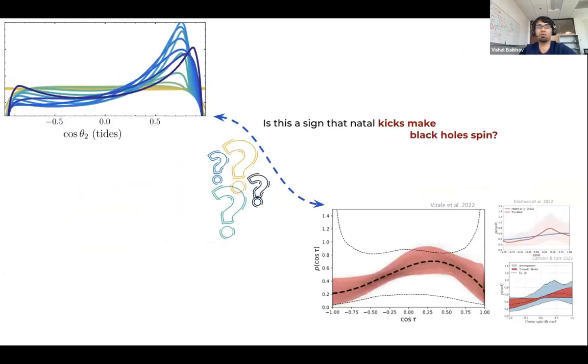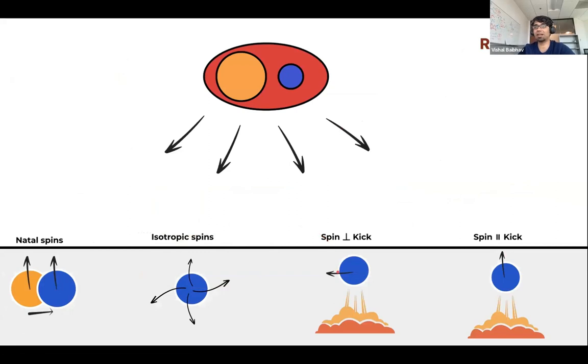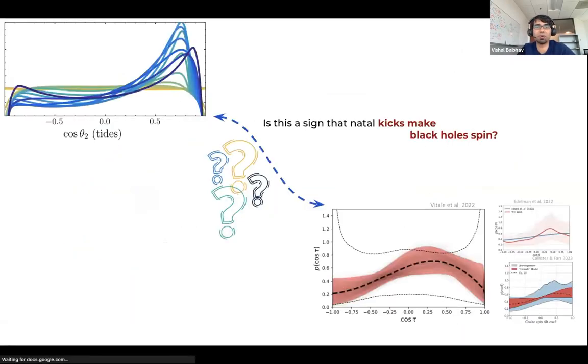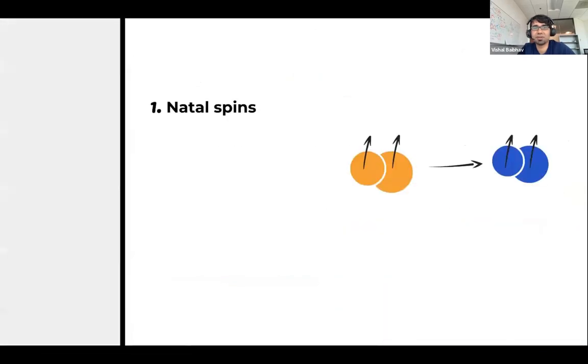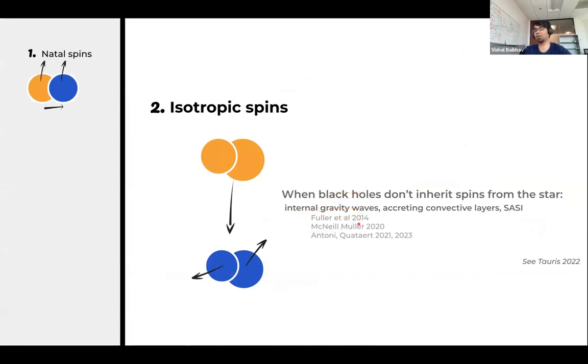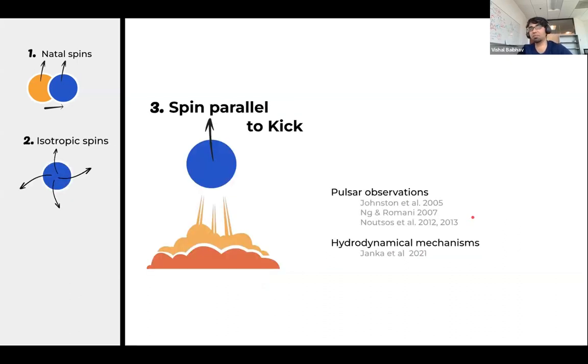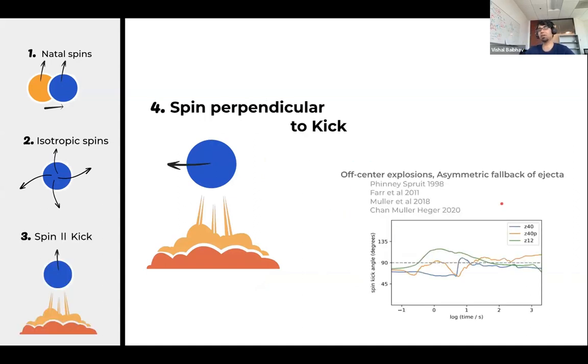Yes, that's a good question. In all these different cases, I listed different subclasses. For example, if you have isotropic spins, they can come from internal gravity waves or by accreting convection. So you can go to these papers. For example, Fuller in 2014 has different predictions for spin magnitude, or you can go to the papers where they talk about accreting convective layers, and they have different predictions. The same goes for spins being parallel to the kicks and spins being perpendicular to the kicks. One example I can give you is Finney's Proyat model, where the explosion is not happening exactly in the center. In that case, the angular momentum can be just R cross V, where R is the offset from the center and V is the kick magnitude. I hope that answered your question.